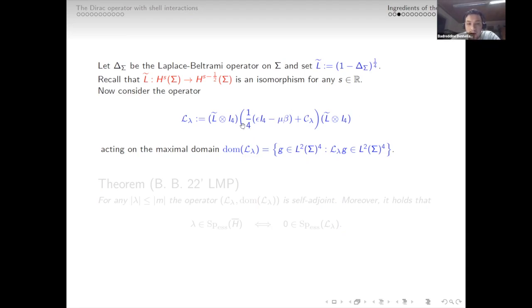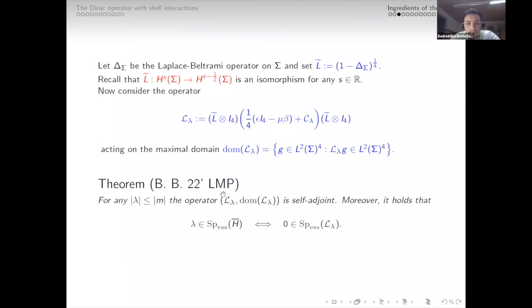Okay, so this operator acts on this maximal domain, and it is a classical result that this operator is essentially self-adjoint on this domain. And in fact, we have more. So for any lambda in the gap, this operator is self-adjoint. But moreover, we have this characterization of the essential spectrum, which says the following. So we have lambda in the essential spectrum of H if and only if 0 is in the essential spectrum of L lambda. So this is our first reduction to the boundary. Okay, so now the goal is to study the essential spectrum of this operator.